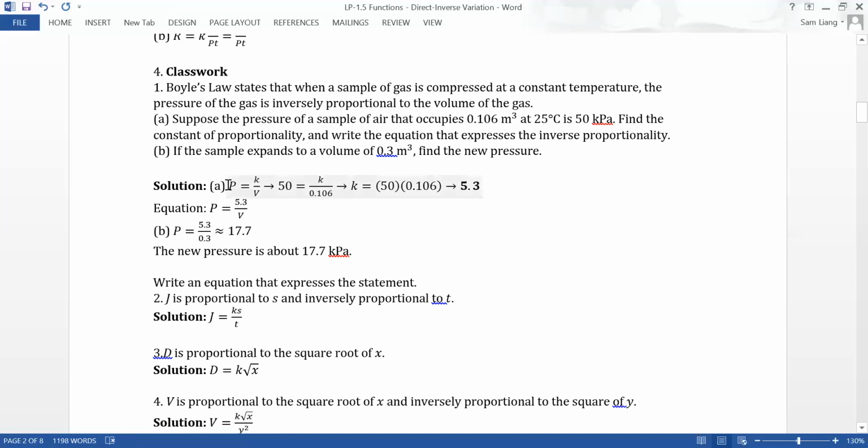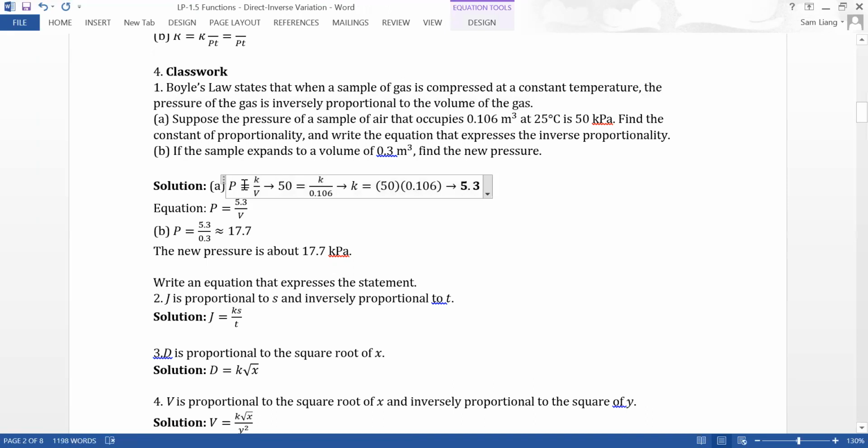Part A is just like, right, y equals k over x, right? So we're going to replace those letters with pressure and volume, right? So P equals k over V, since we know from the question that the pressure of the gas is inversely proportional to the volume. So P equals k over V.